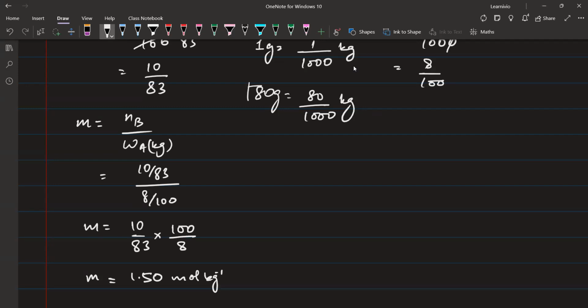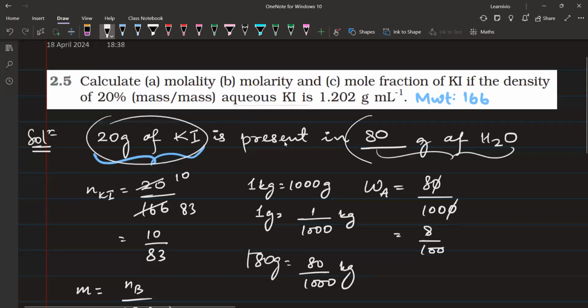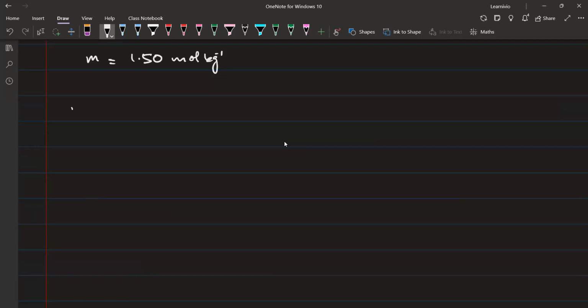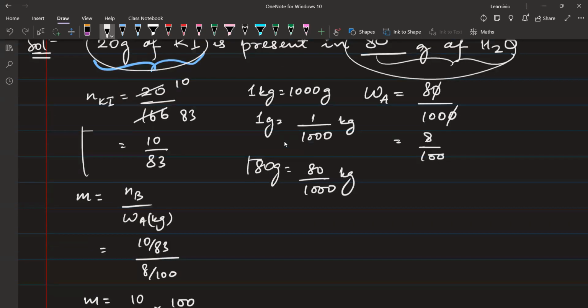Right? This is molality. Now, the next thing that you can calculate, if you have the masses of the two things, whenever you have got the mass of solute and solvent, you can calculate mole fraction also. So I will write the same thing. The number of moles of solute we have got, how much is it? 10 upon 83. No? Yeah, because number of moles of solute, right? 10 upon 83.